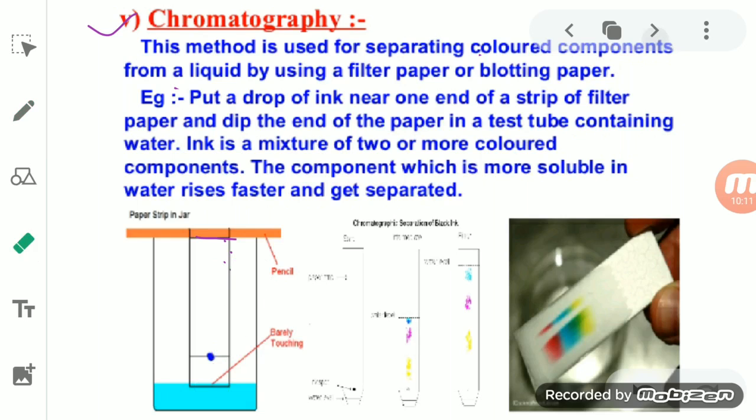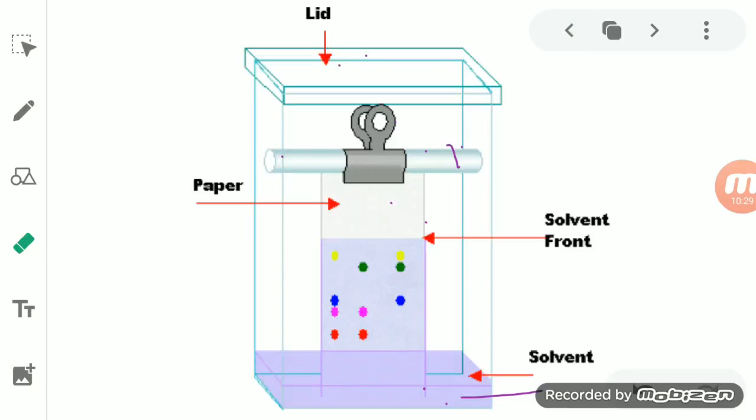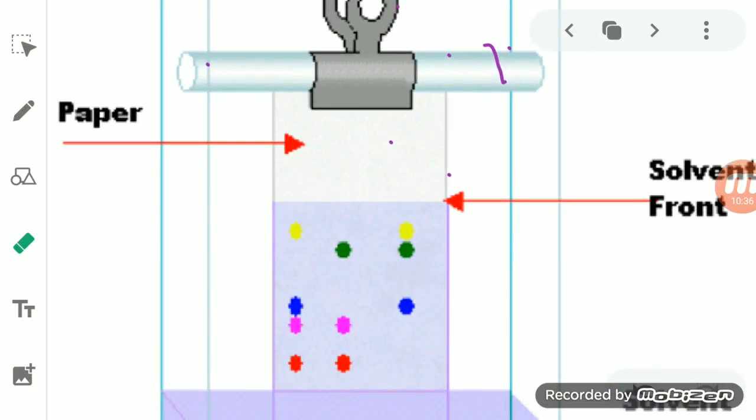The dye, which consists of different components, you see the component which is more soluble in water will dissolve first, and as it dissolves faster, it will rise faster and thus produces a color spot on the paper at the higher position. You can see here, these are the spots which are made on the chromatography paper.